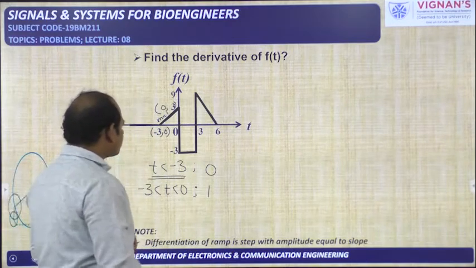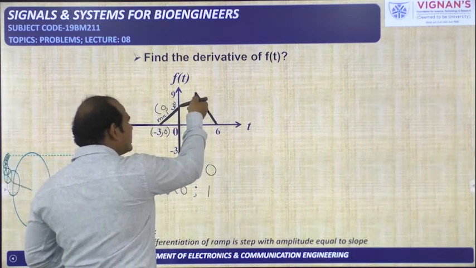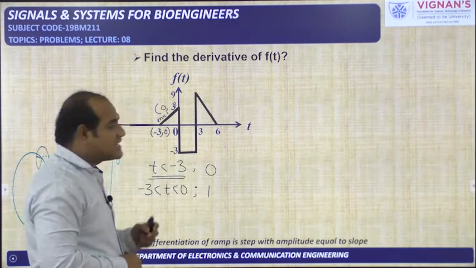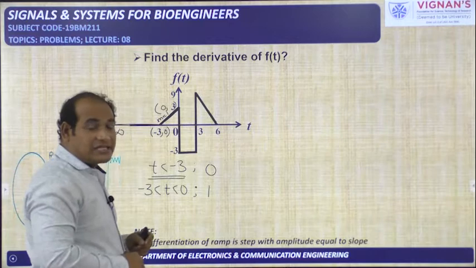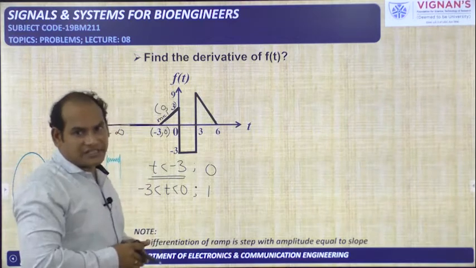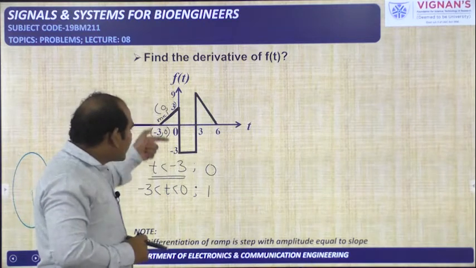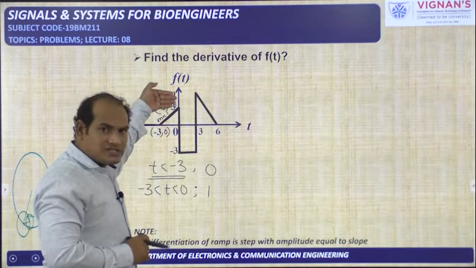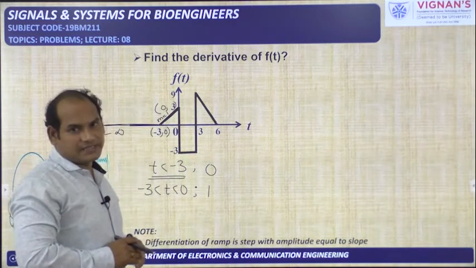Next, at t equal to 0, suddenly the amplitude is decreasing from 3 to minus 3. That is a discontinuity. A sudden change happened from the amplitude 3 to minus 3. That means how much change is there in the voltage or in the amplitude? That is from 3 to minus 3. The final value is minus 3, the initial value is 3. So minus 3 minus 3 means minus 6 we will get.